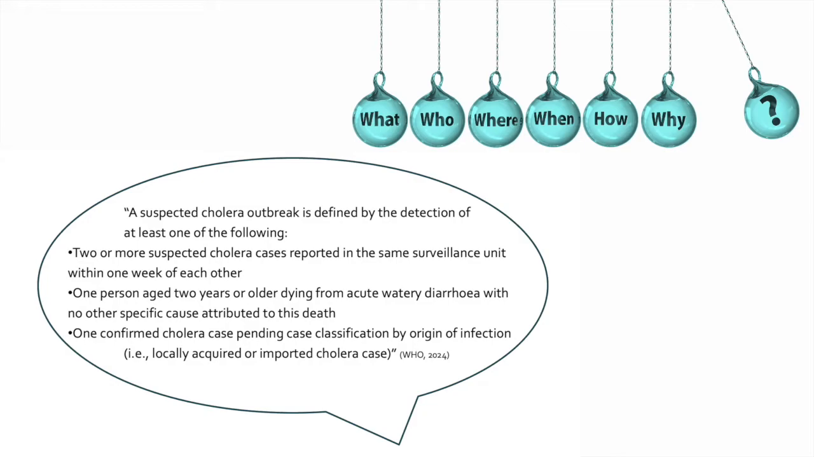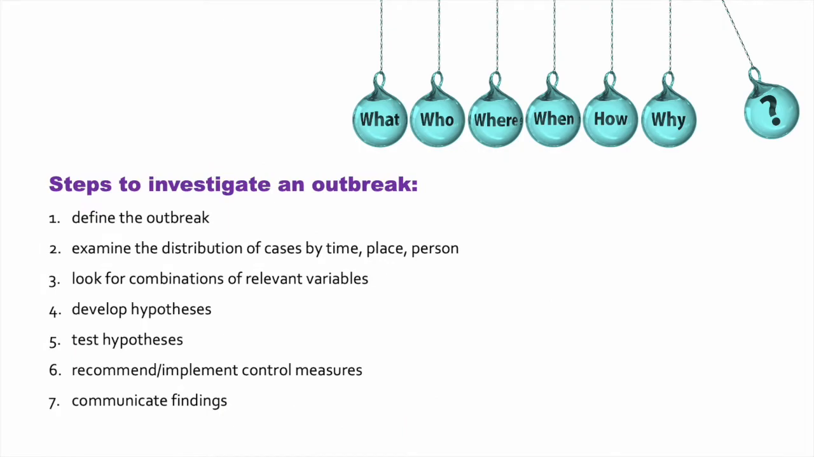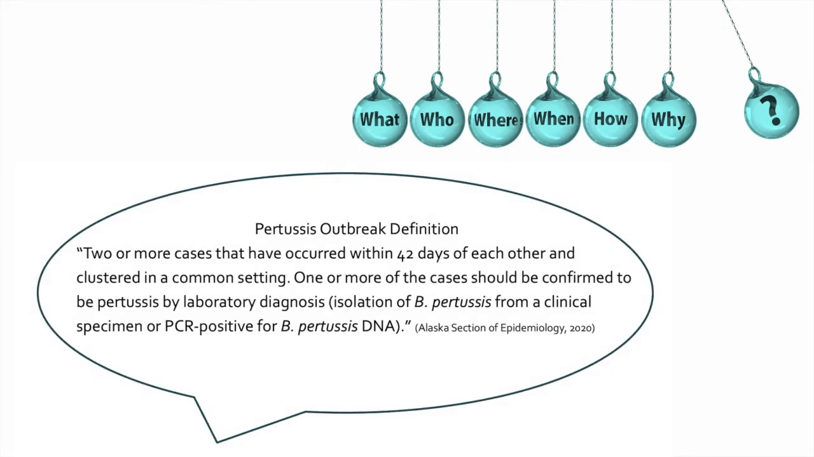It's interesting that the definition of a cholera outbreak can be met with a single case, but for many diseases, at least 3 cases are needed to meet the definition. For another example, this is the Alaska Section of Epidemiology's definition of a pertussis outbreak.